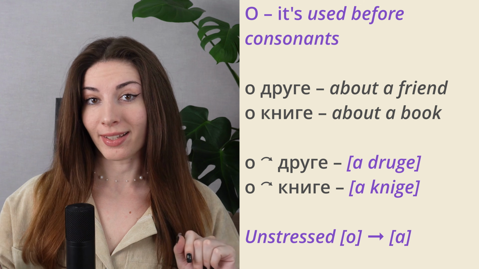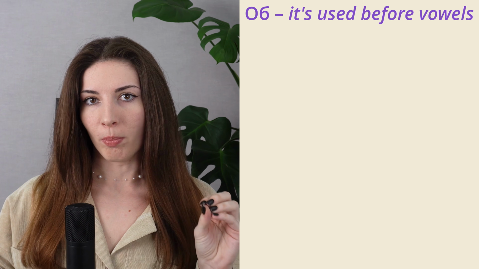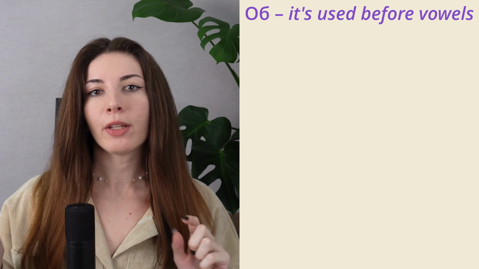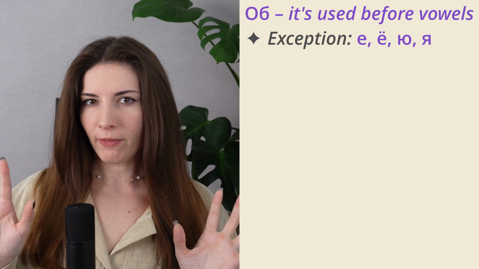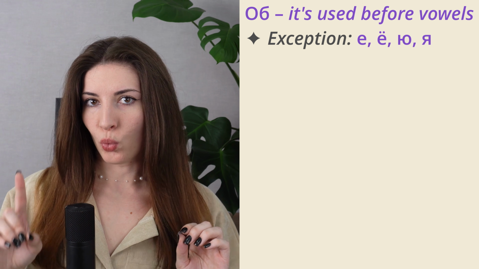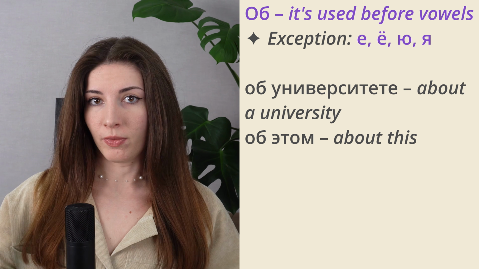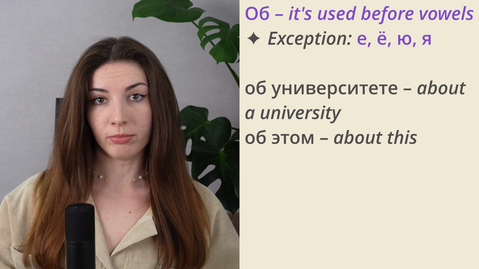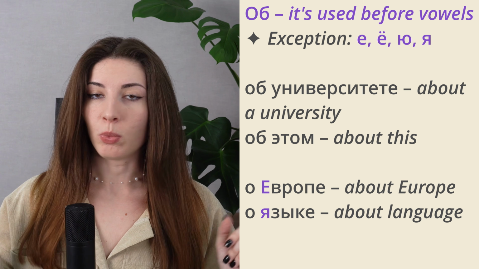О друге, о книге. Then another variation of the same preposition, that's об. We add б when the following word starts with a vowel, but not all the vowels. Exceptions are е, ё, ю, я. The rest of the vowels will take об. Об университете, об этом.